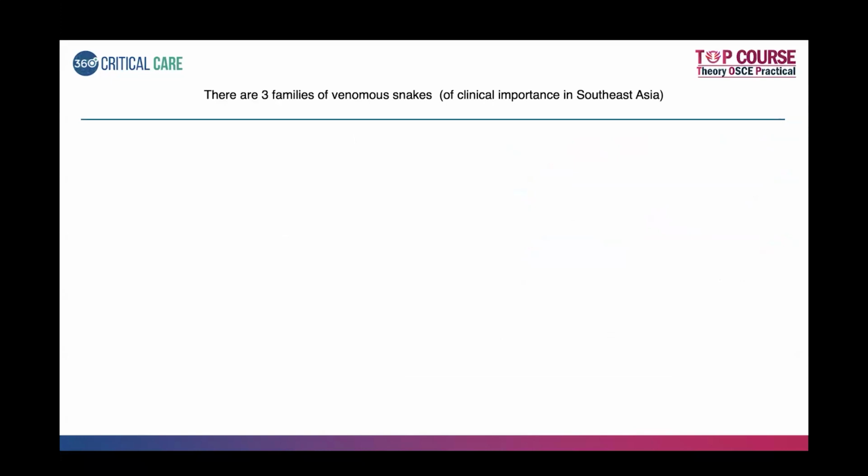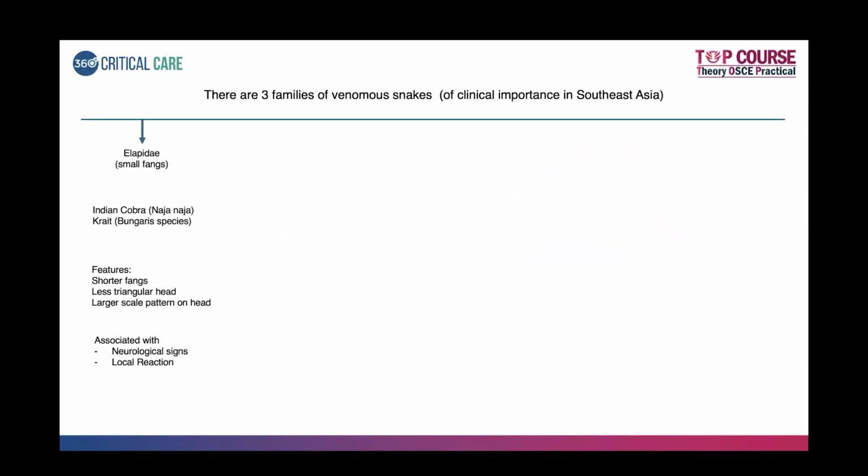So three families of venomous snakes are of clinical importance in Southeast Asia, which all of you need to know about. One is the Elapidae. The basic thing about them is they have small fangs. The two common species are Indian cobra, that is Naja naja, and krait, that is Bungarus species. The features are they have short fangs, a less triangular head, and large scales. These are the three differentiating features for elapids. And commonly they are associated with neurological signs and local reactions.